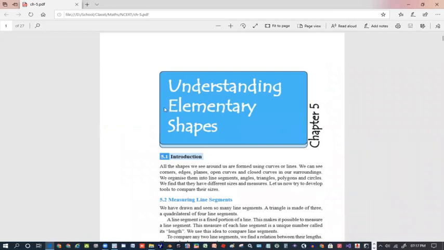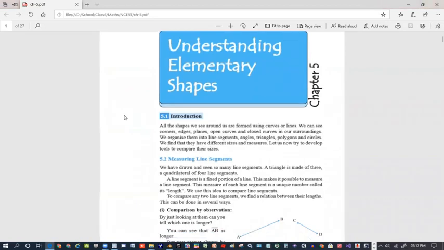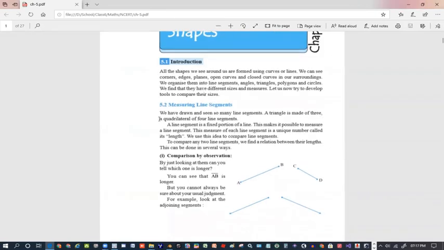So, understanding elementary shapes. It means different measurement techniques that you will see or use in your day-to-day life to measure. Okay. So what are the elementary shapes actually? Elementary shapes are like line segments, angles, triangles, polygons, and circles, which we can draw on our notebook. Okay. And it gives us some meaningful things.